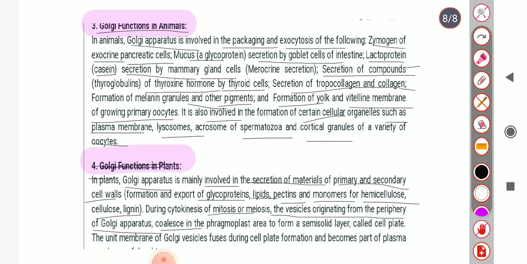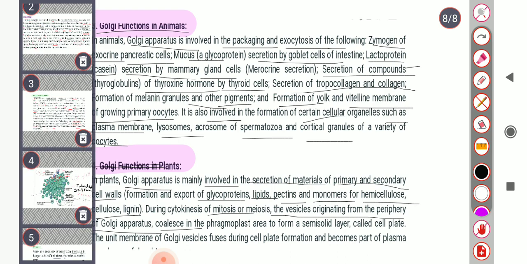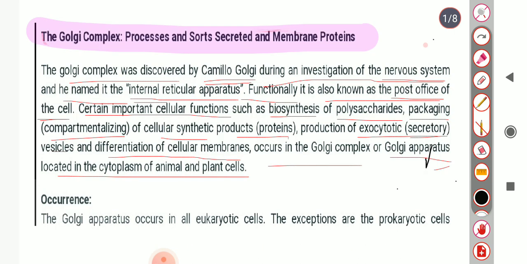This is all about the structure of the Golgi body and its function. Let's come to its conclusion. First of all, the Golgi body was discovered by Camillo Golgi during his investigation of the nervous system, and he named it the internal reticular apparatus. The Golgi body's function is that of the post office of the cell, and its main function is biosynthesis of polysaccharides, packaging of cellular synthetic products, and exocytotic and secretory vesicles.